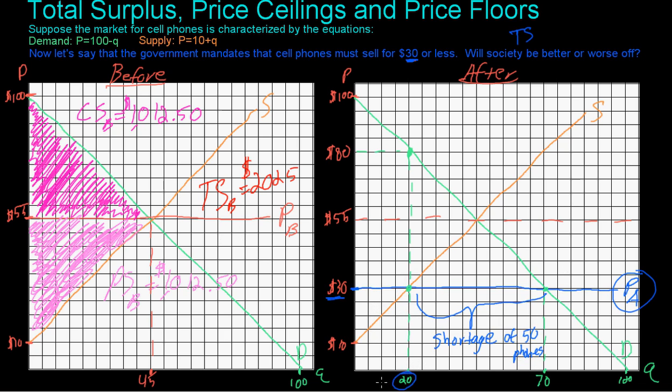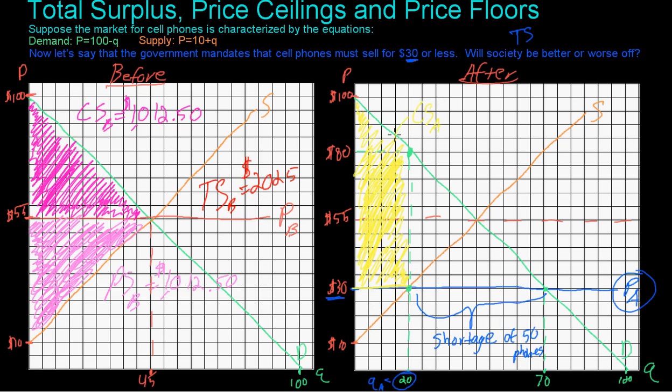Now that we know the quantity after is 20, and we know the price after, we need to figure out what consumer surplus will be. Again, consumer surplus is always the area below demand and above the market price. We have our market price right here, this 30, and we're going to find the area below demand and above price, and we stop at the market clearing quantity, which in this case is just 20 because there are only 20 cell phones being supplied to the market. The area of this trapezoid will be consumer surplus.